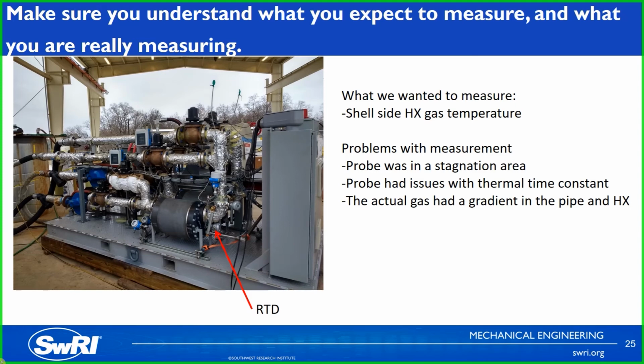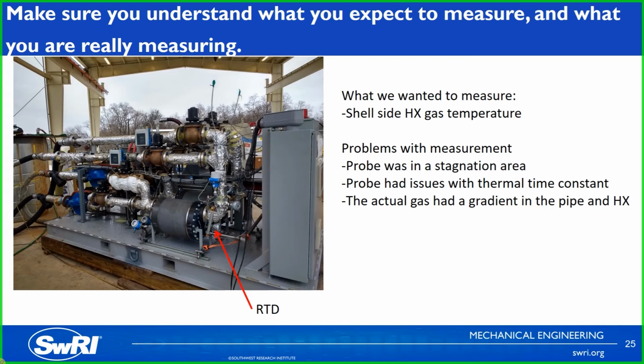So one good example of this is we had the heat exchanger, as discussed earlier, and we wanted to know what the gas temperature was on the shell side of the heat exchanger in the middle of the heat exchanger. Well, you can't exactly do that because of all the tubes going through the heat exchanger. But in addition to that, based on some of the other design limitations of where piping had to be connected, the RTD we were using was actually pretty far removed from where we expected to get the measurement. So it was in a stagnation area.